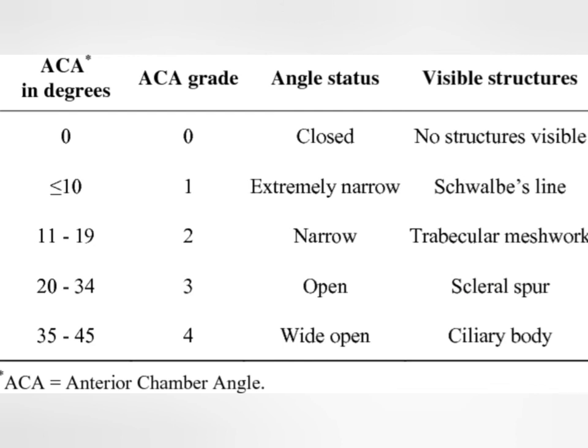Now during gonioscopy, if you see only up to the scleral spur and cannot see the ciliary body, it indicates grade 3 ACA. If you only see the trabecular meshwork, it is grade 2, and only Schwalbe's line is grade 1. So if you are only seeing the trabecular meshwork or Schwalbe's line, grades 2 and 1 indicate some risk of developing glaucoma, but grades 4 and 3 are less risk.